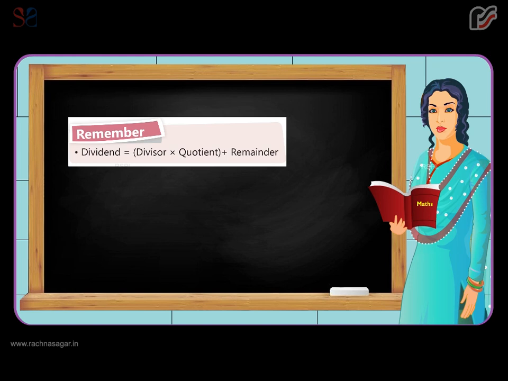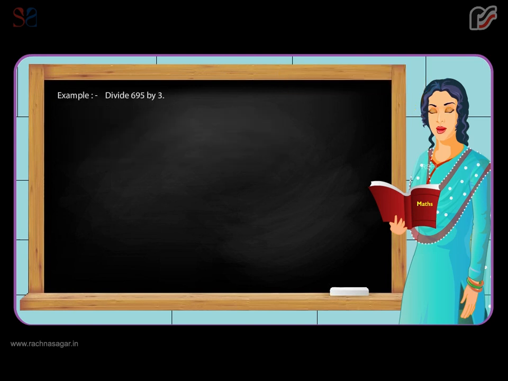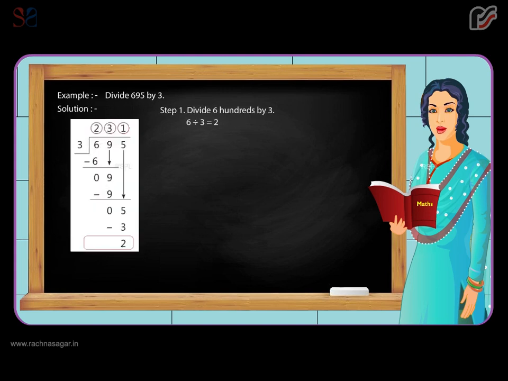Remember, dividend is equal to divisor into quotient plus remainder. If the number does not divide exactly, write the remainder at the end. Example, divide 695 by 3. Solution. Step 1. Divide 600s by 3. 6 divided by 3 is equal to 2. Step 2. Divide 9 tens by 3. 9 divided by 3 is equal to 3.